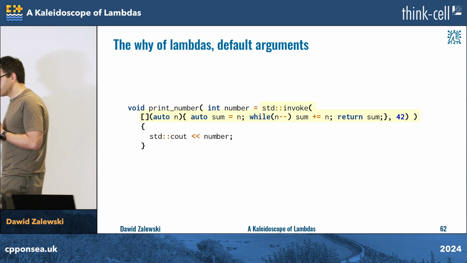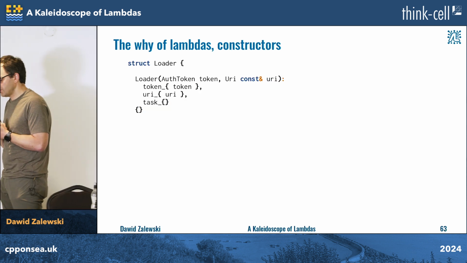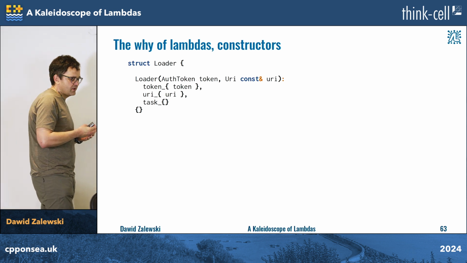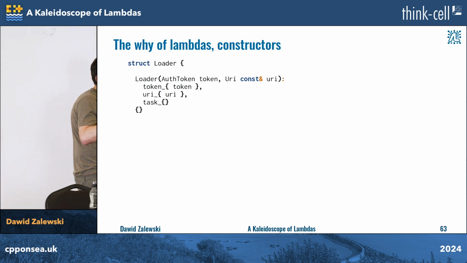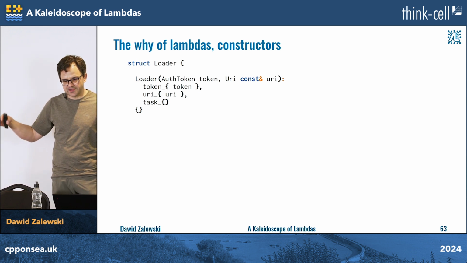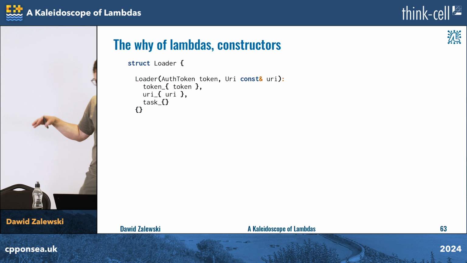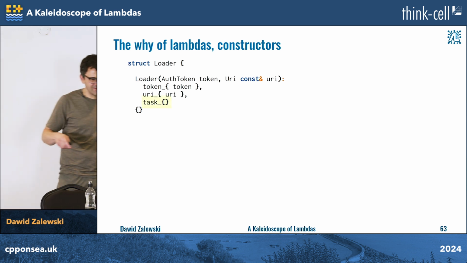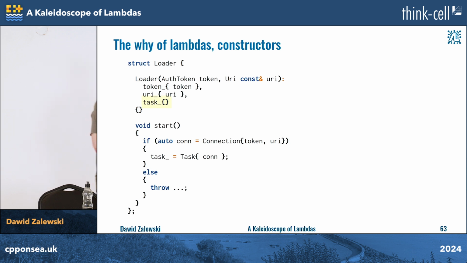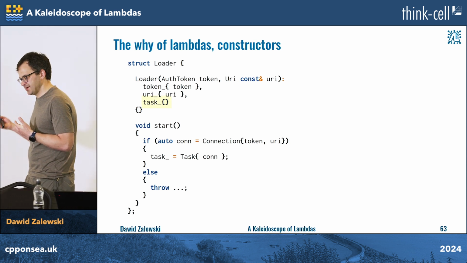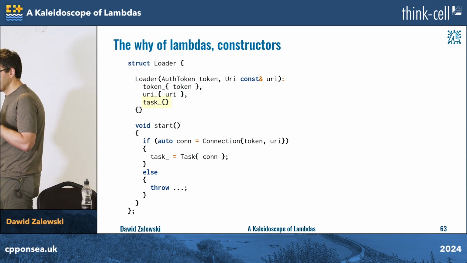This trick is much more commonly applied to initializing of data members. It very often happens that your data member needs a non-trivial initialization. You need to check some conditions first, maybe do something, and only then you can initialize. Like in this case, I have a token, I have the URI, and I have a task. And the problem with the task is that it can be only initialized after I do a couple of things. Like I have to make a connection, and only if this connection succeeds, I can create the task, right?